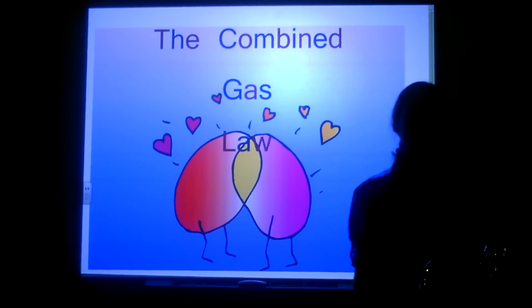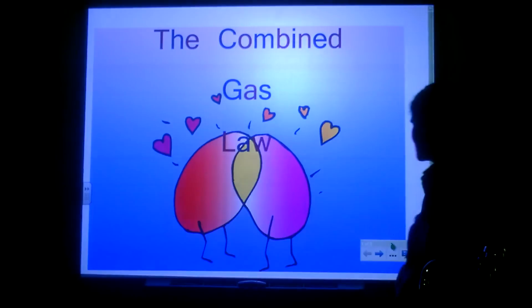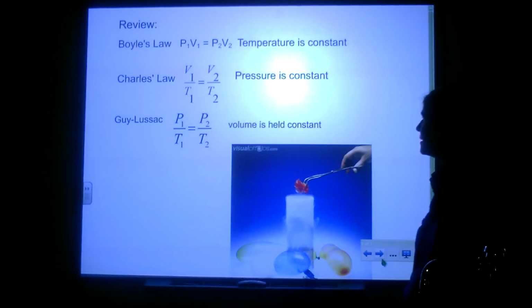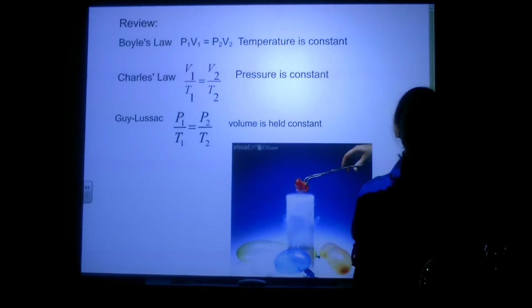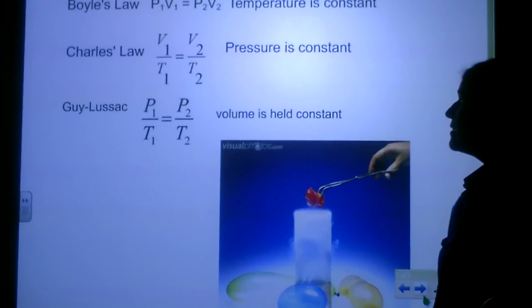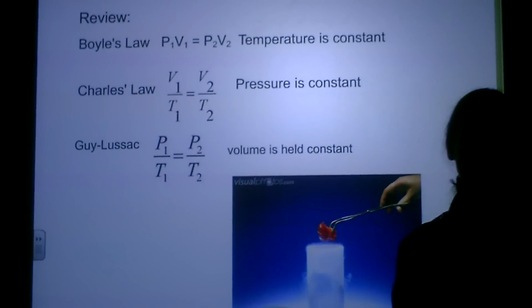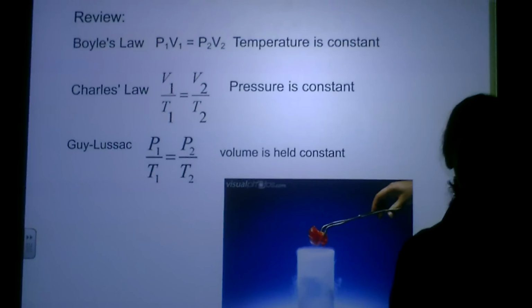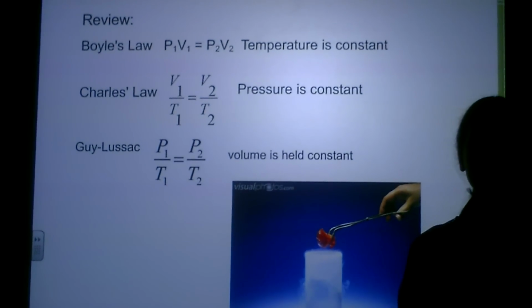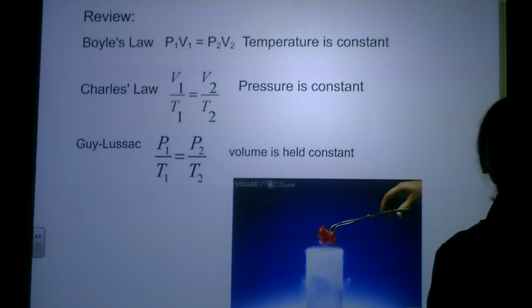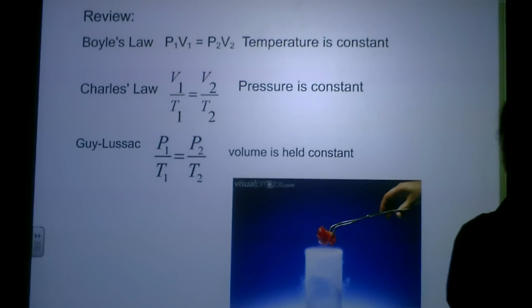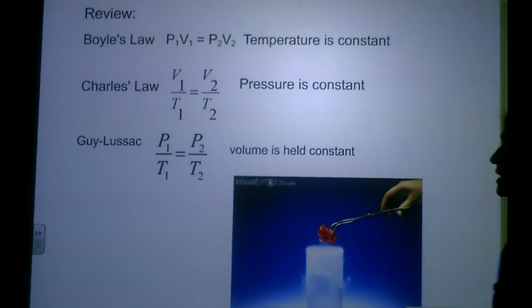Today we're going to talk about the ideal and combined gas laws. As a review, in the previous videos you have seen Boyle's law, which gives the relationship between pressure and volume. They are inversely proportional. As the pressure goes up, the volume goes down, and vice versa. And Boyle's law holds true when temperature is constant.